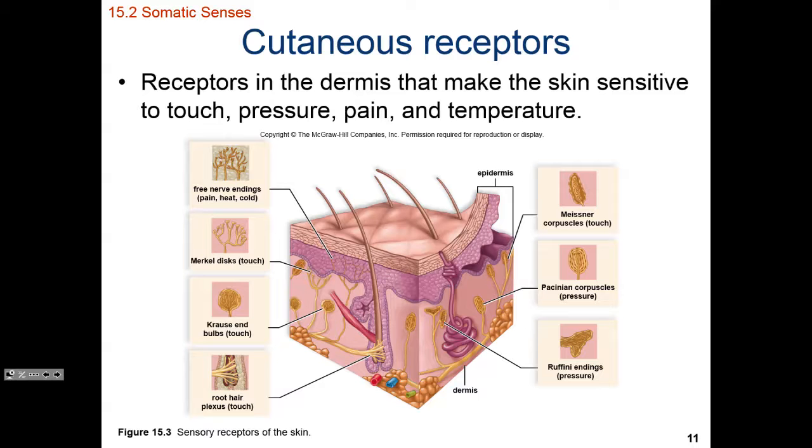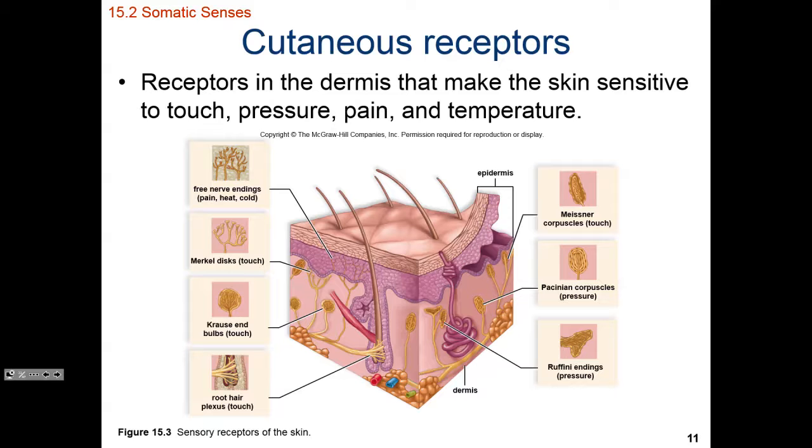Let's talk about some of our cutaneous receptors. Some of our cutaneous receptors are going to be specialized for pain reception. Some will be for temperature, some for pressure, and so on and so forth. Generally speaking, the closer to the surface the sensory receptor is, the more focused it is going to be on light touch or more fine-tuned signals. The deeper in the skin our sensory receptor is, the stronger the signal we need to stimulate it.